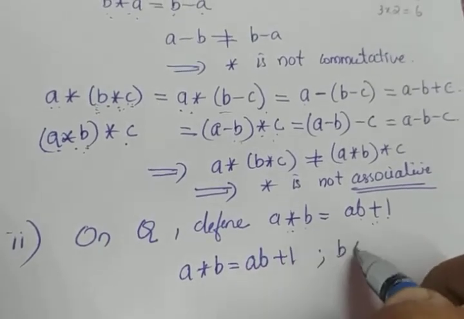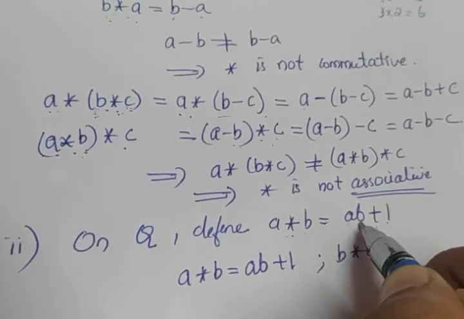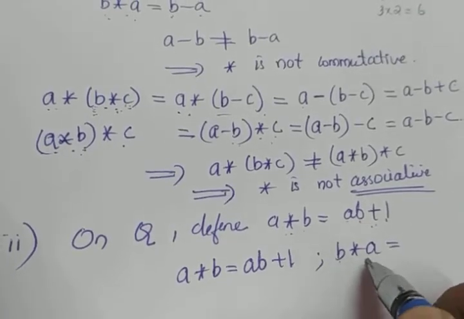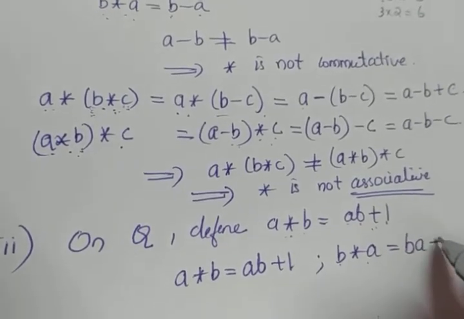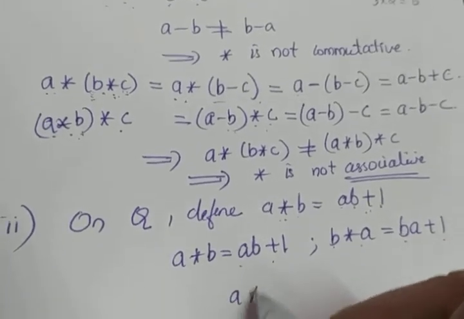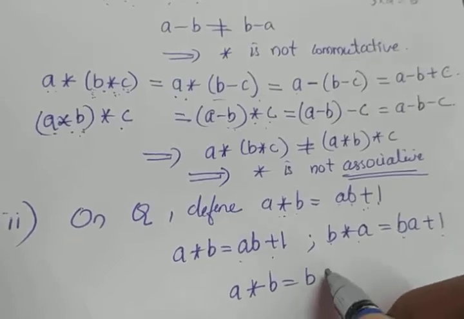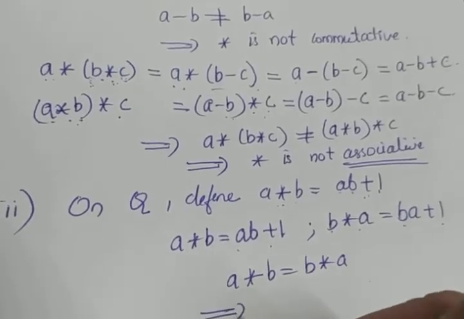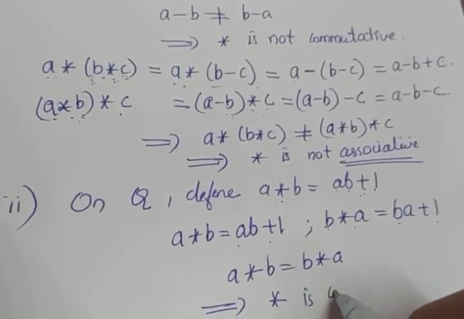And what will be B star A? There also take the product, add 1. Taking the product, it will be B into A plus 1. And we know that BA plus 1 and AB plus 1 are equal. That means A star B is equal to B star A. What does it imply? Star is commutative.